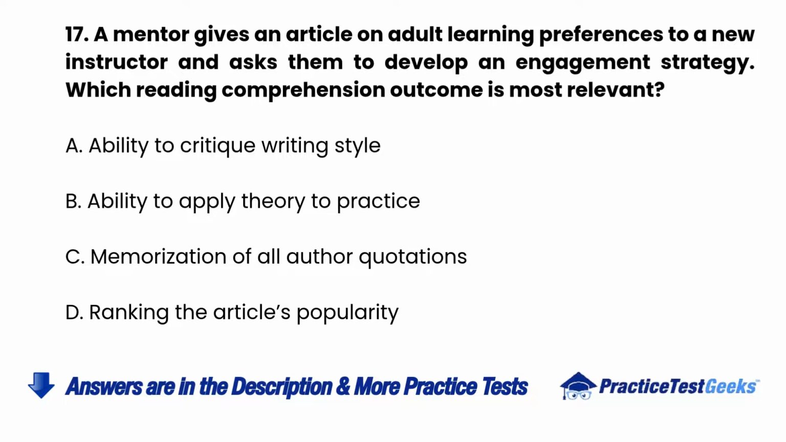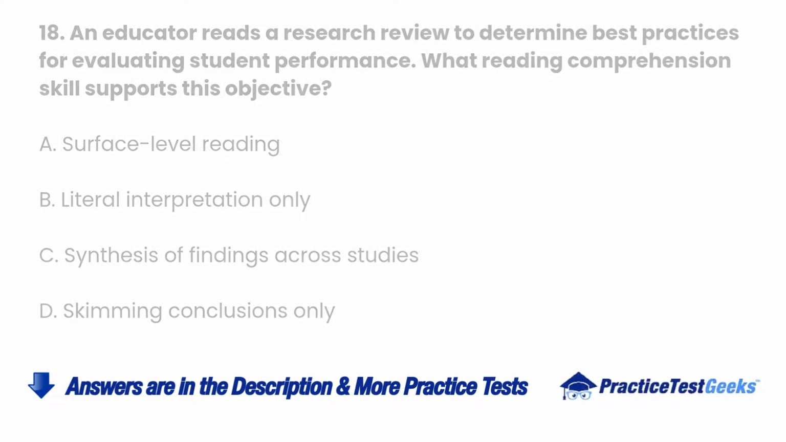17. A mentor gives an article on adult learning preferences to a new instructor and asks them to develop an engagement strategy. Which reading comprehension outcome is most relevant? A. Ability to critique writing style. B. Ability to apply theory to practice. C. Memorization of all author quotations. D. Ranking the article's popularity.